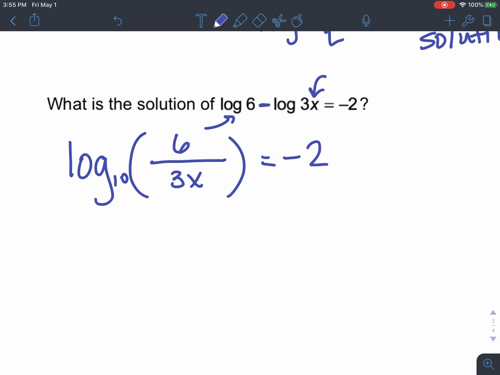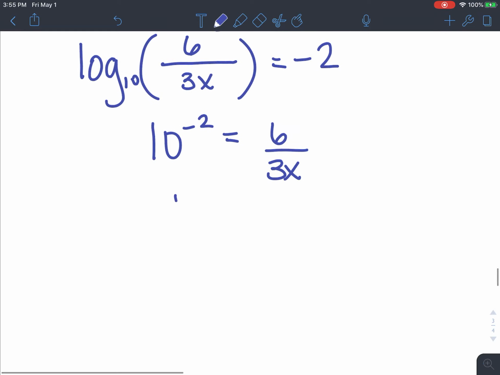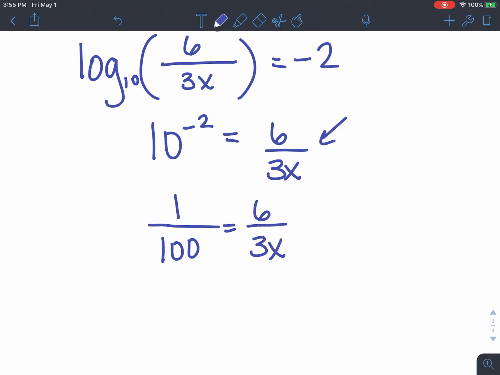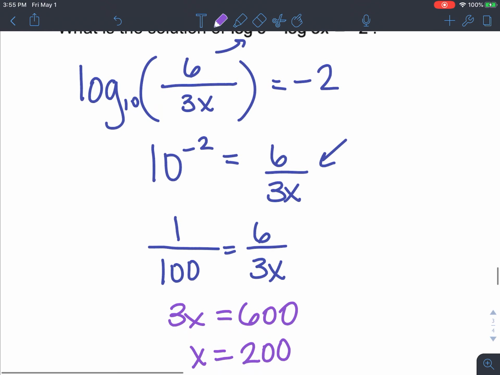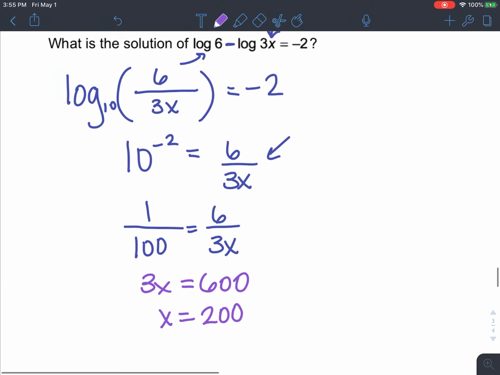So that's 10 to the negative 2 equals 6 over 3x. I'm going to change this into a fraction this time because this is also a fraction. And then we could cross multiply. We could get 3x equals 600. So then x equals 200. And there's no problem with that. That works.